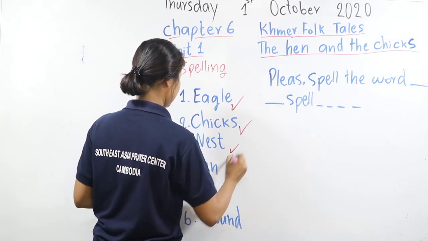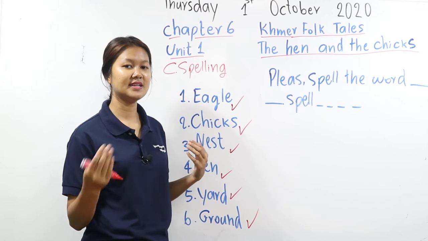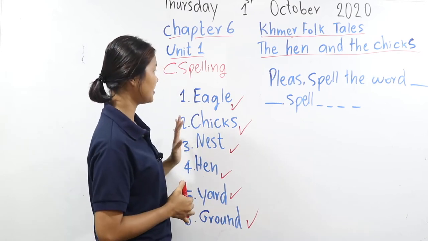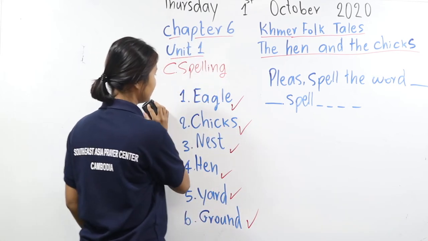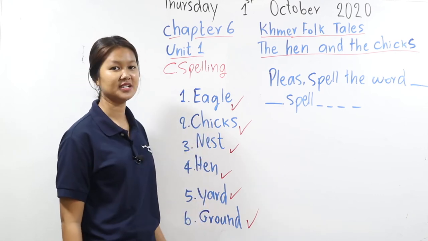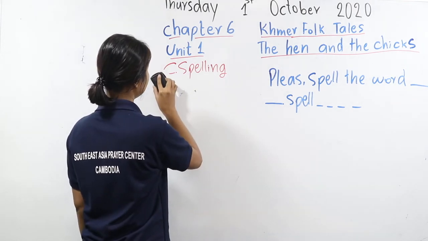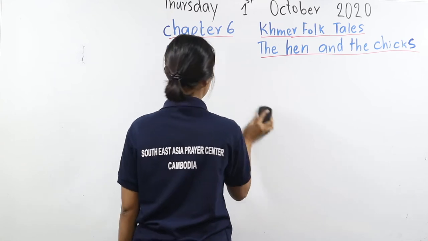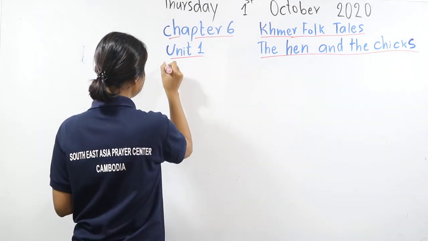Check like this. And if you want to take a picture of your work and send it to the comments, you can do it also so that we can help you check, okay? So good job, everybody. So this is all about spelling. Let's read one last time, okay? Eagle, chicks, nest, hen, yard, and ground. Oh, this one is letter B, sorry, not letter C. So spelling is letter B, okay? I just did it wrong. Okay, so C, conversation.